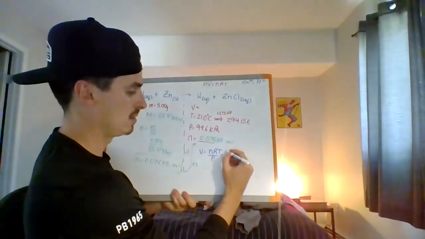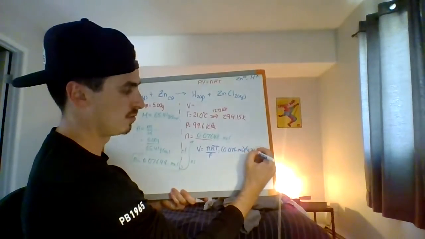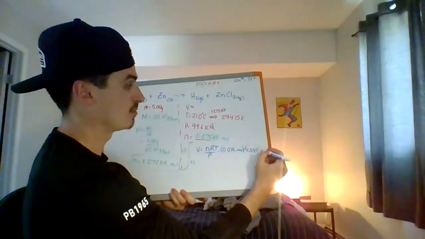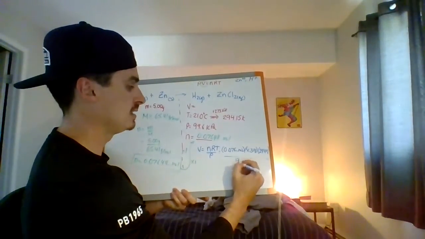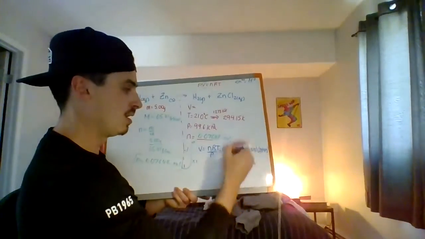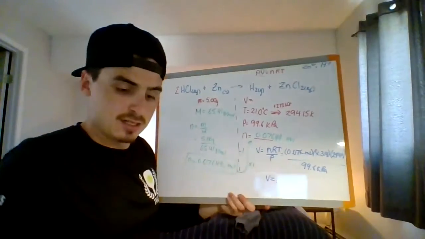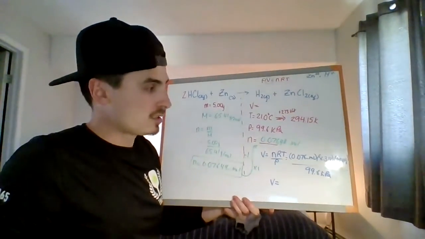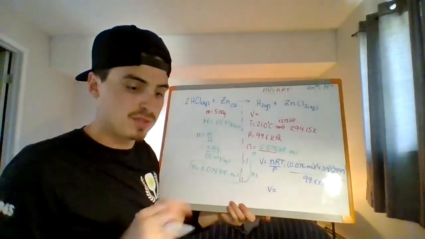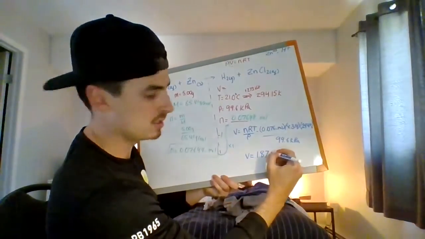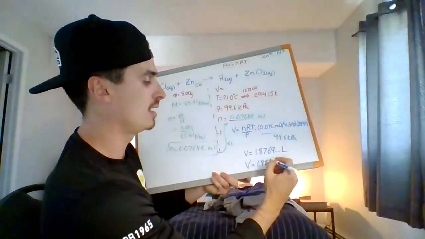which is 0.076 moles times 8.314. Don't forget your units. I just can't write them because I'm running out of room. 294.15 Kelvin divided by 99.6 kPa. All the units will cancel out except liters because that's my volume measurement. So I'm going to do n times 8.314 times 294.15 divided by 99.6 kPa. I'm going to get 1.8769 ... liters, 3 sig digs, 1.88 liters.